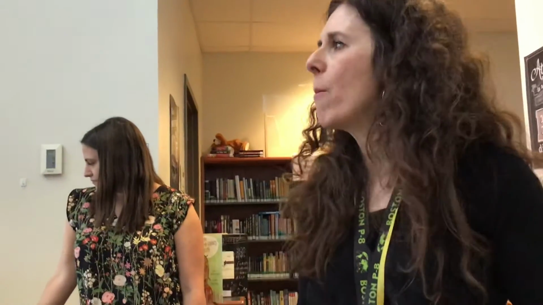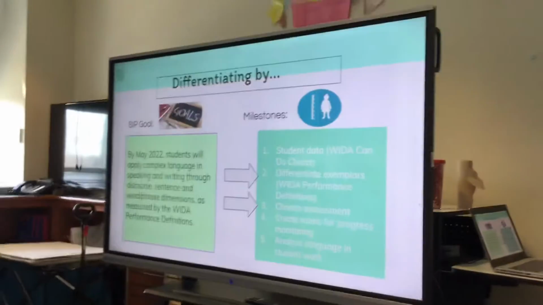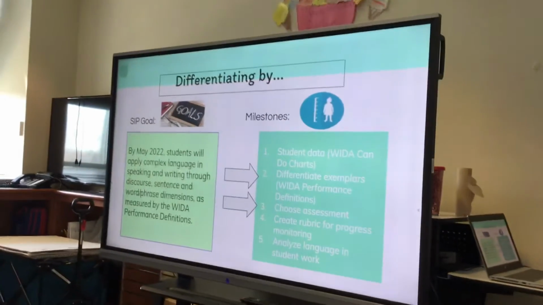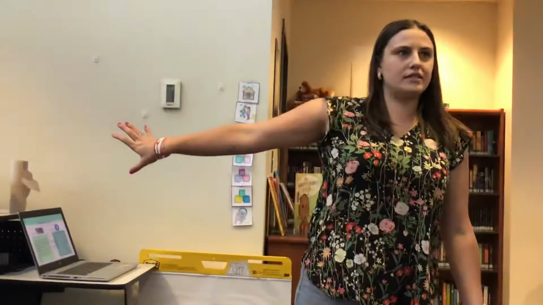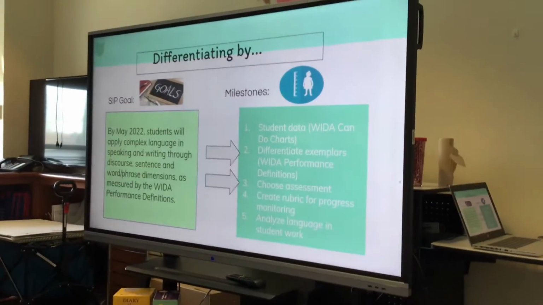So here's what's happening. I'm going to give you a moment to quietly look up here and read the SIP goal and the milestones. Read it quietly to yourself, and then give me a thumbs up when you're finished. I also wanted to acknowledge that if it is hard to see because of a glare, the slides are in the Google Classroom. Sorry to interrupt your quiet thinking time.